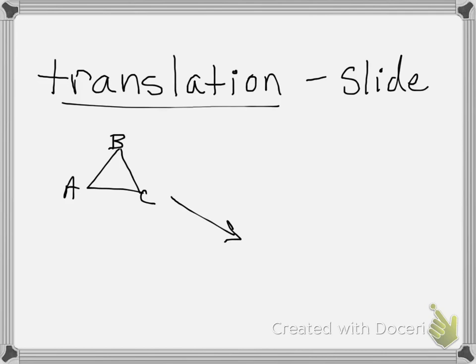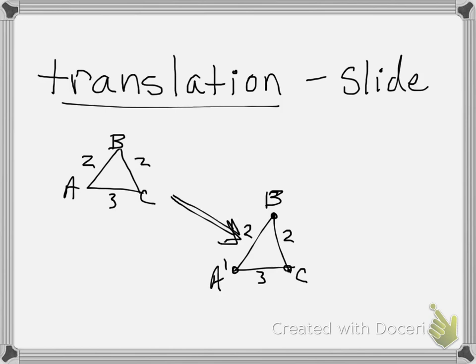It's not going to twist. It's not going to turn. It's not going to get bigger or smaller. But the new A is going to be here, and the new C would be here. So we didn't change the length of anything. We didn't change the size. If this was a 2, then this would be a length of 2. If this was a 3, this would be a length of 3. So the size of it did not change at all. All we did is move it in this direction. So that's a translation. It's a slide.